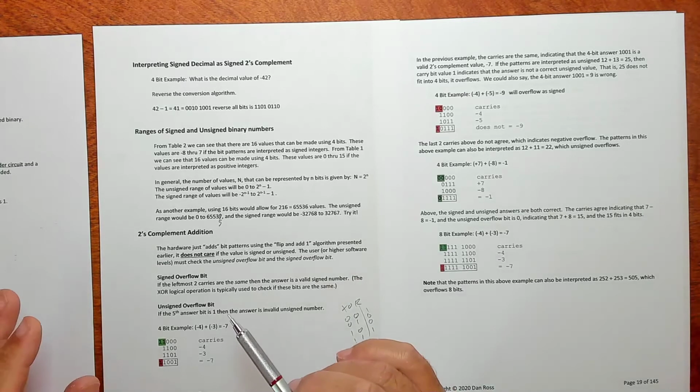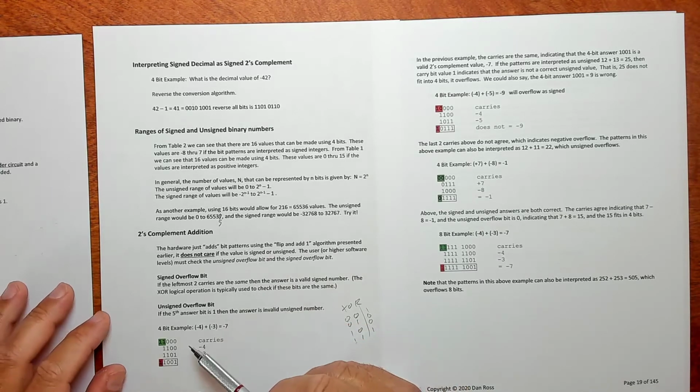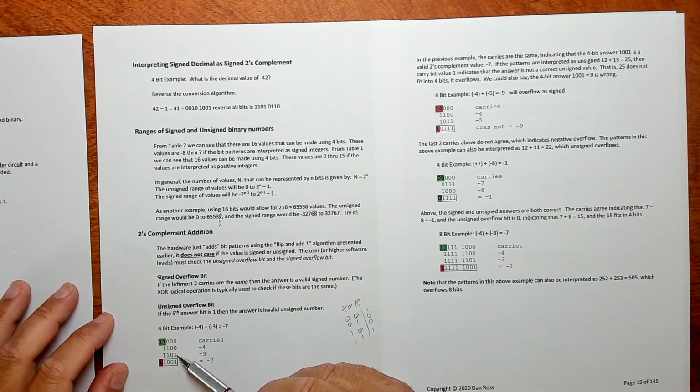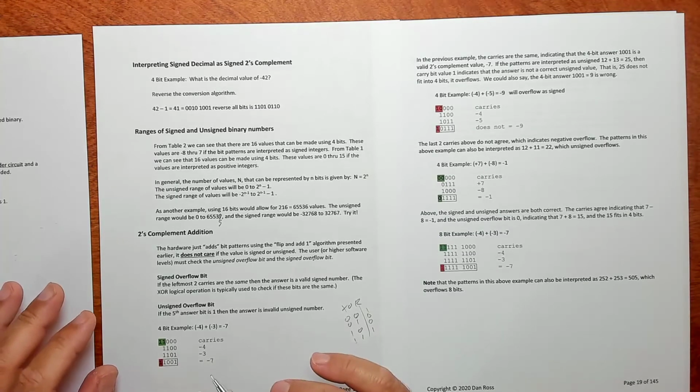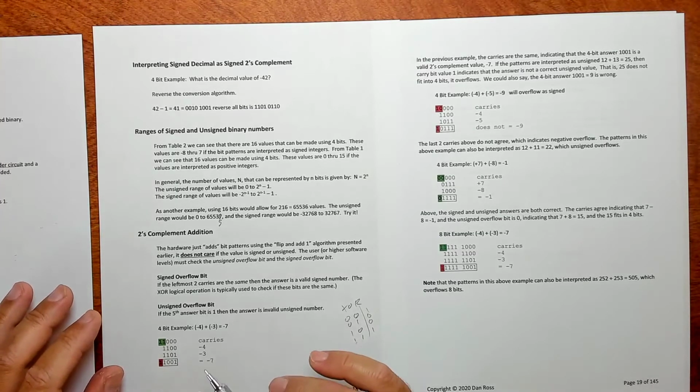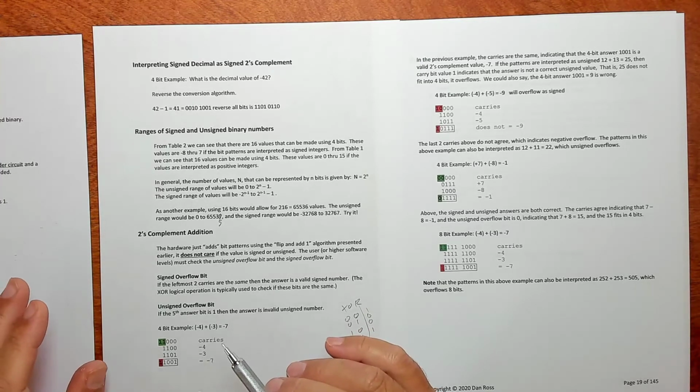Okay, so let me just summarize what I just said. The hardware doesn't care. It just takes this bit pattern and this bit pattern, adds them up, gets this bit pattern, and puts that out. And then it puts out flags based on these bits here. It XORs these bits and puts out a flag called the signed overflow bit, and then it takes this bit and puts it out as a flag indicating unsigned overflow. So it gives you an answer, and then it gives you some flags, and then it's up to the user, or in most cases some higher level software, to generate an error.